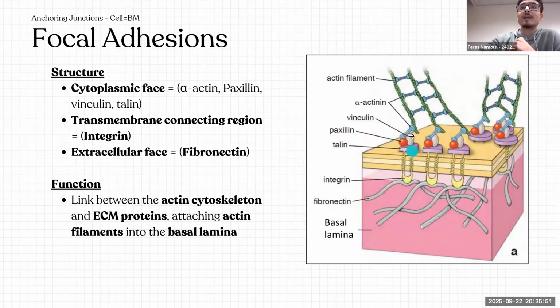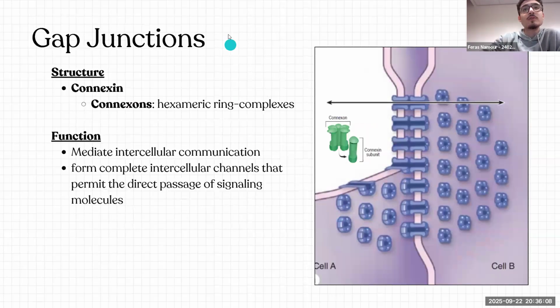I'm going to connect it to proteins, and then these proteins on my cytoplasmic face will connect to my integral protein on my transmembrane face, that then connects to fibronectin, that then connects to the actin. It's a long road, but it's important to know. Right? You're welcome. Do you have another question?